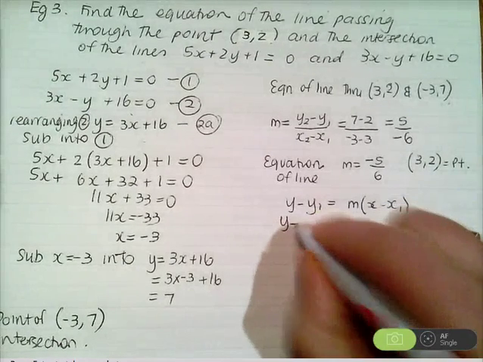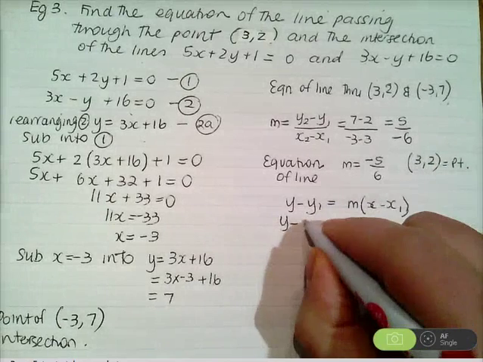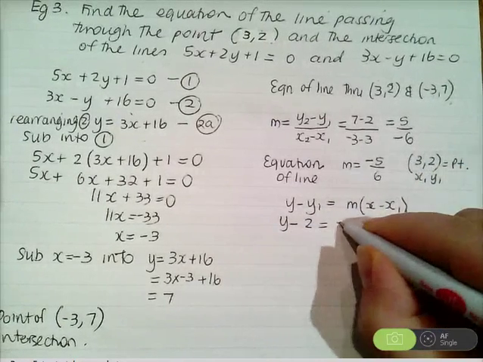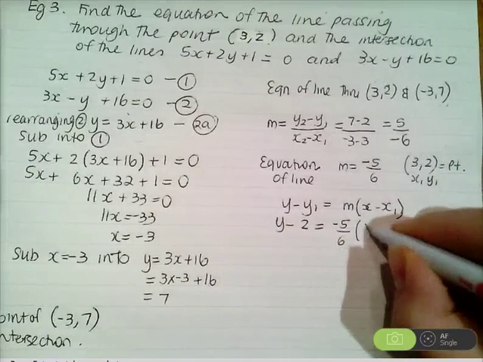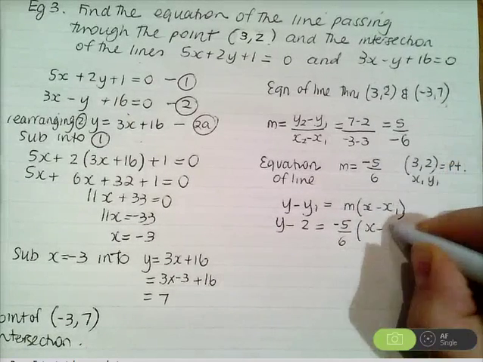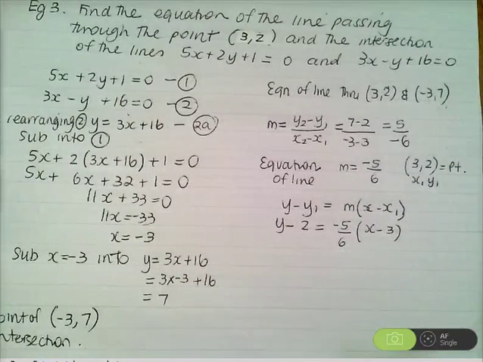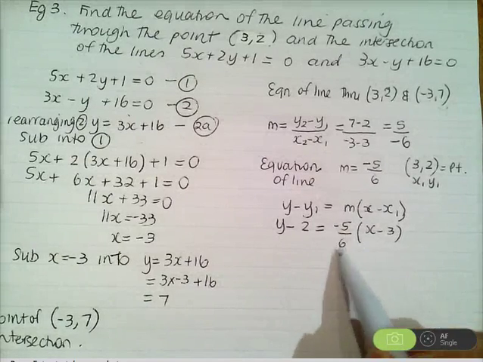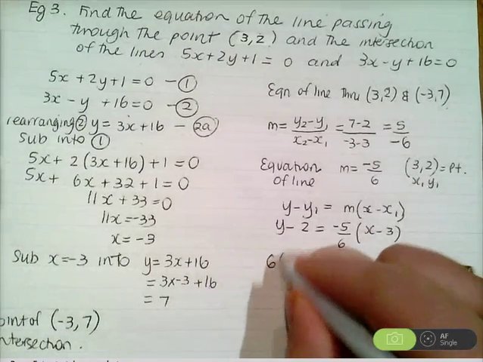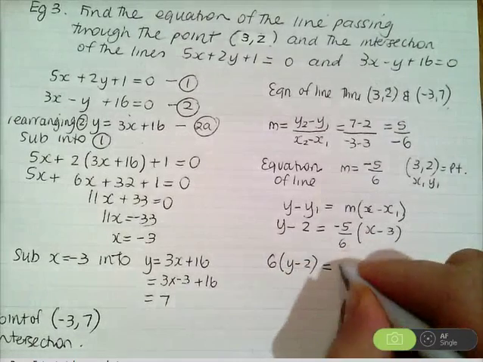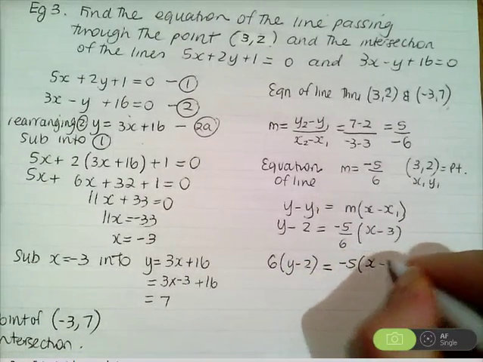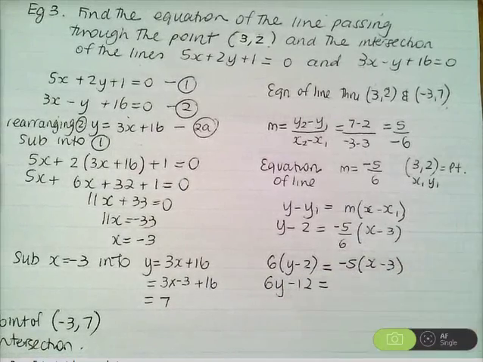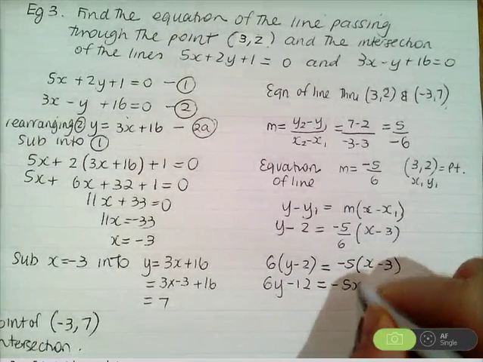So we go y minus y1, in this case, is 2. So this is x1, y1. Equals m, which is negative 5 on 6, times x minus x1, which is 3. Now, what we need to do is get rid of this 6 down the bottom, so we times by 6. We go 6 bracket y minus 2 equals negative 5 bracket x minus 3. So just expanding that, we get 6y minus 12 equals negative 5x plus 15.